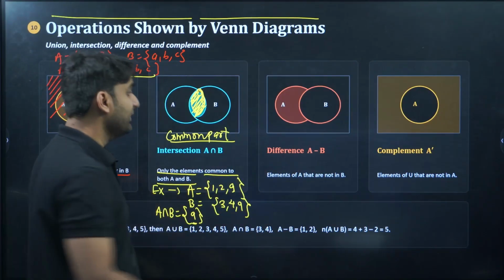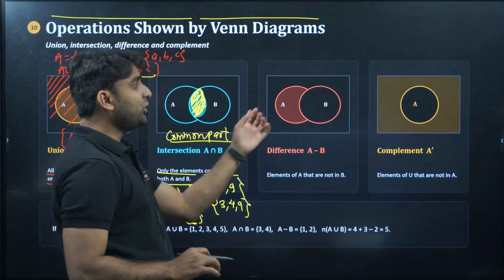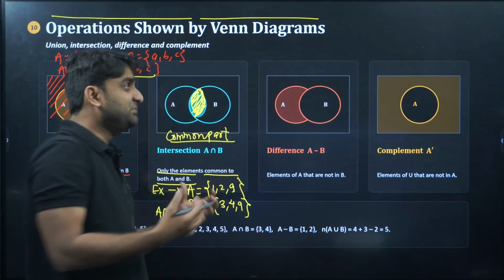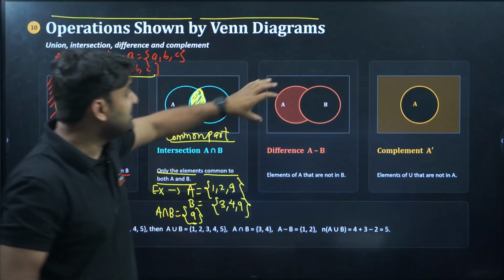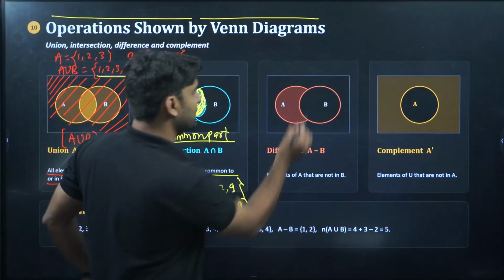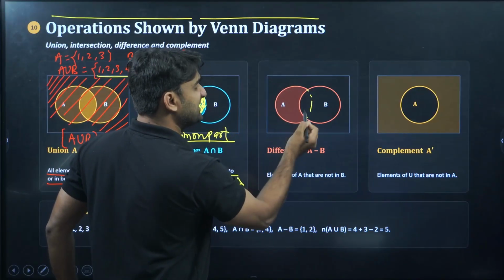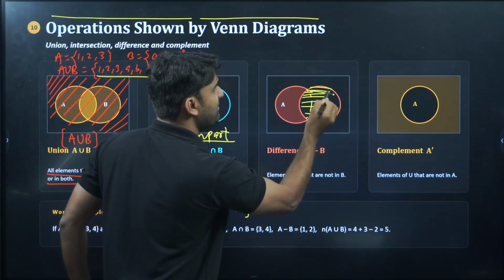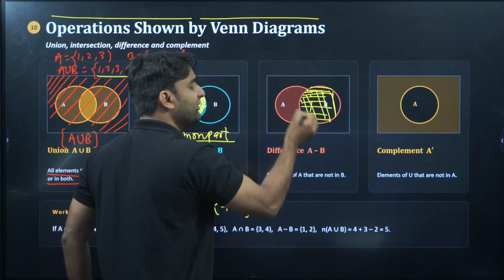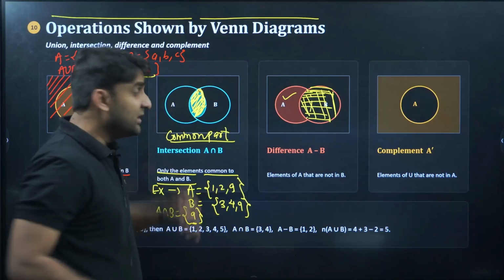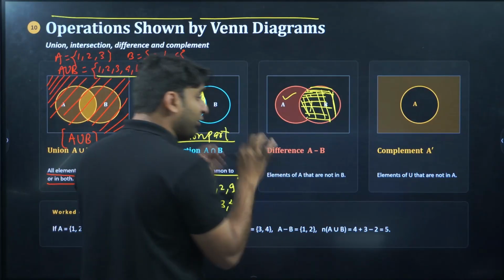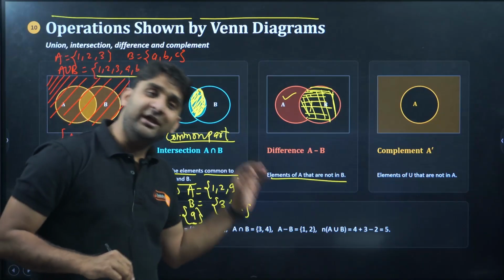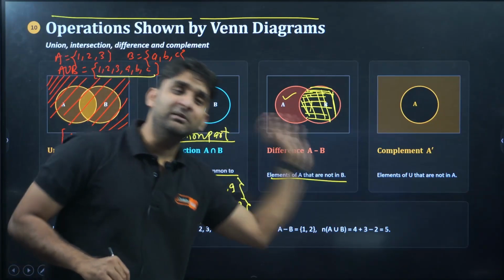Now moving ahead, the difference A minus B. If I ask you, what is A minus B? It means we have the entire A, and minus B, so this part will be subtracted. If we subtract A minus B, this part will be removed, and only this will be considered. So A minus B is equal to the elements of A that are not in B. Only the elements of A will be considered, and the elements of B will be removed.